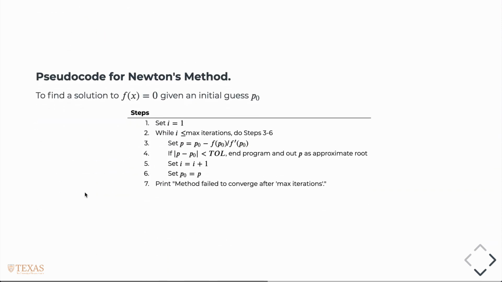So here's the pseudocode, quite simple. We just have a loop that goes for so many iterations. Here's the formula, stop condition, and the rest is just incrementing iterations and accepting the new root if the stop condition is not met.